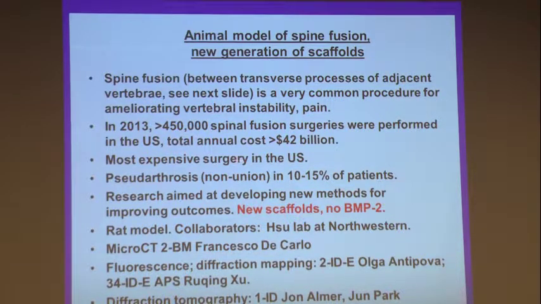In 2013, this is how many spine fusion surgeons there were in the US, costing more than $42 billion. Expensive. Now, the real rub is that in 10 to 15% of the patients, the surgery doesn't work. And you have to go back in and do something else. This is unacceptably high. We need to improve the process. So we're trying to get a new scaffold. It used to be that they would treat with bone morphogenic protein 2, but we found out there's a lot of side effects from that. So we're trying to get new scaffold materials and investigating this in a rat model.